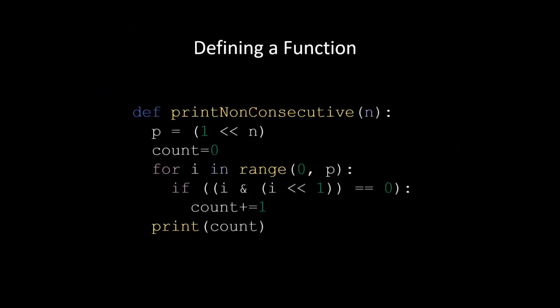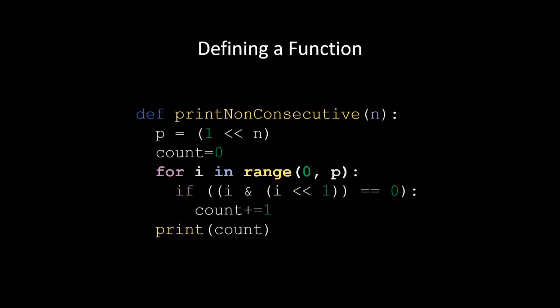So now after we have defined the function, we are introducing a for loop and putting a condition, that is a bitwise AND operator of one binary string and the left shifted binary string by one place. If it is equal to 0, then increment count by 1, and after the whole loop print the count. So the main output of this function is going to be the count.